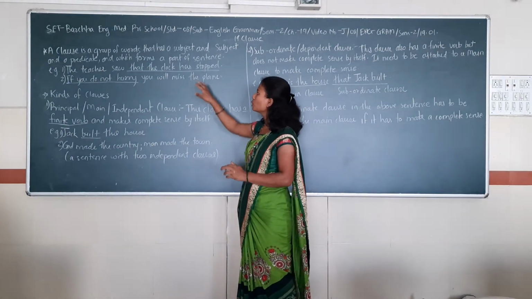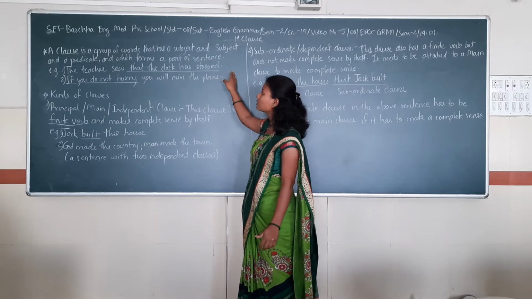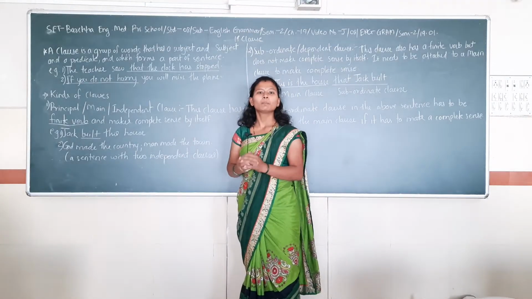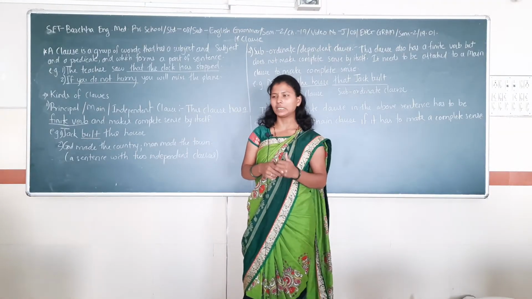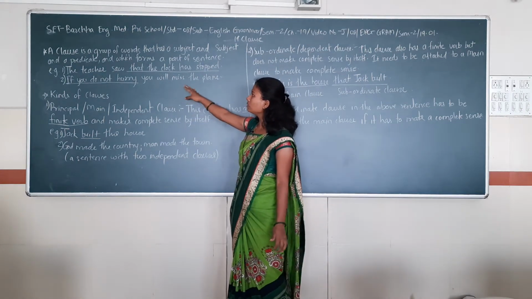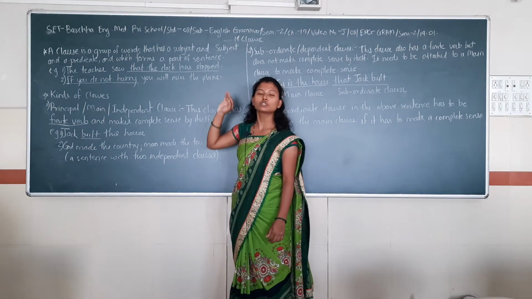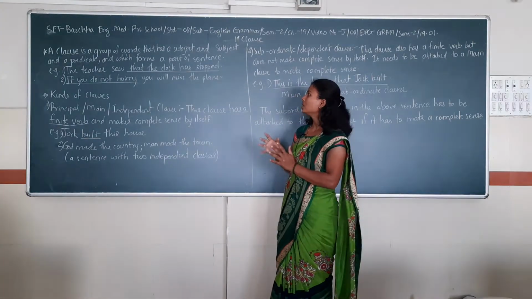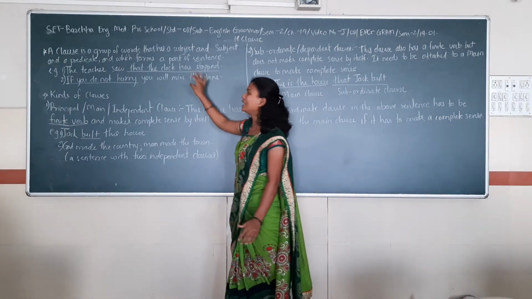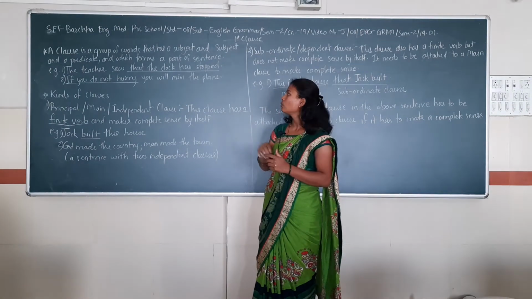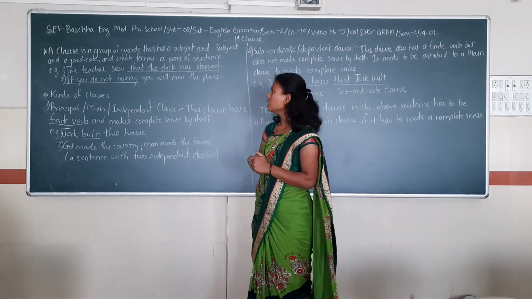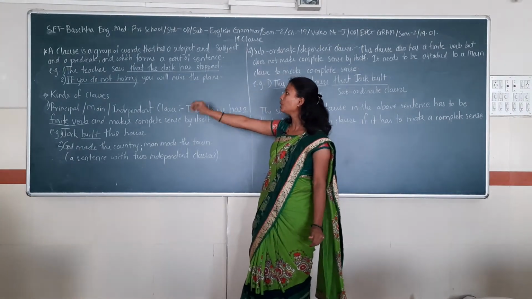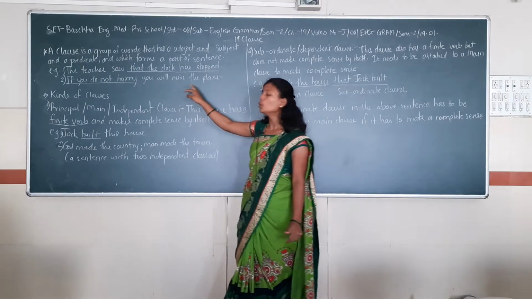A clause is a group of words that has a subject and a predicate and which forms a part of a sentence. So basically, clauses have a subject and its predicate. See this example: The teacher saw that the clock has stopped. In this sentence, the teacher is the subject and that the clock has stopped is the predicate. So the predicate starts from the "that". In the second sentence, if you do not hurry, you will miss the plane, if you is the predicate and you will is the subject.